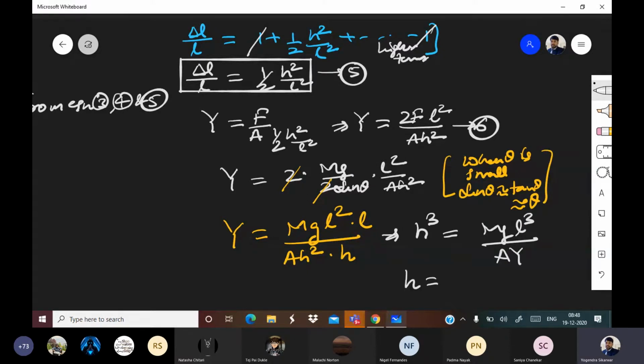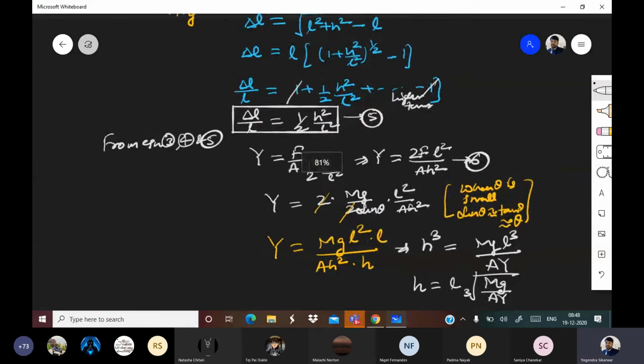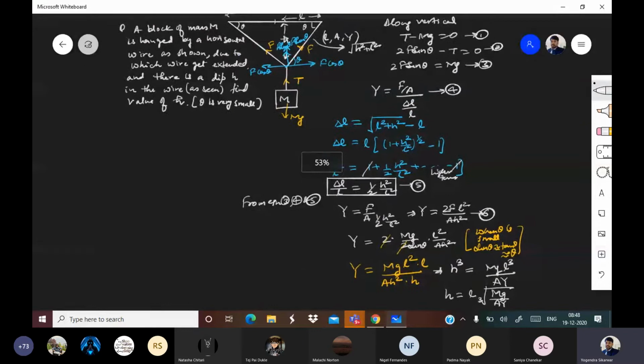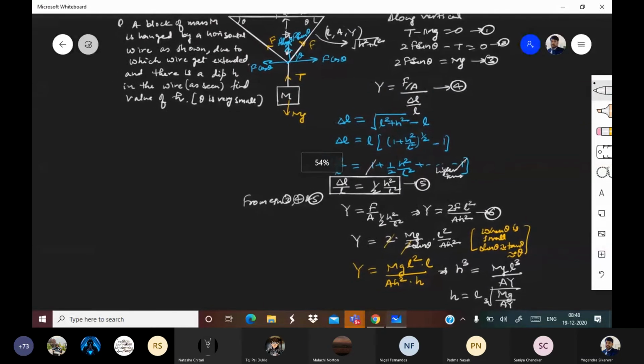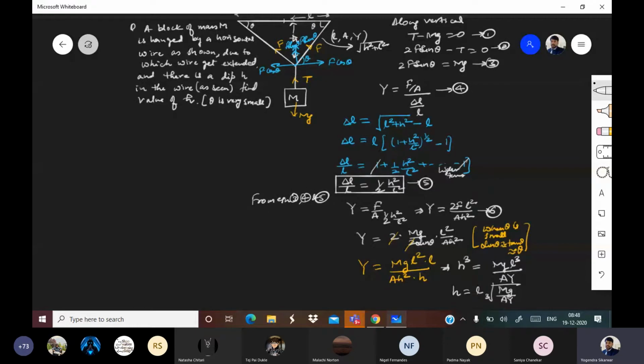So this will be h is equal to L, now L comes out because we are taking the cube root, and the cube root of mg upon aY, and this is a cube root, so I am mentioning 3 here. Please note, everyone. I want you all to repeat this question once again after the class.